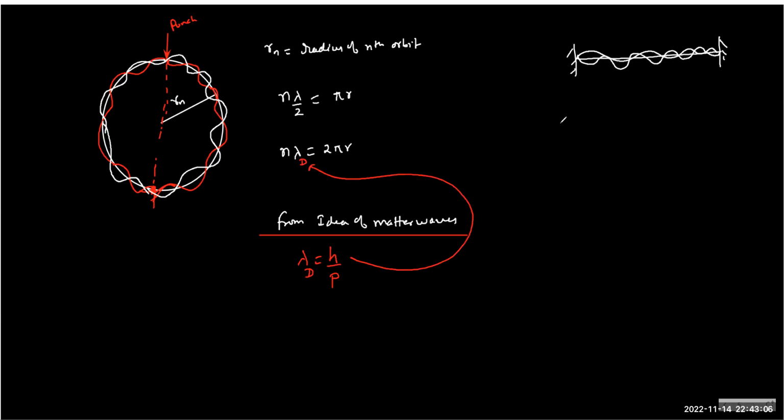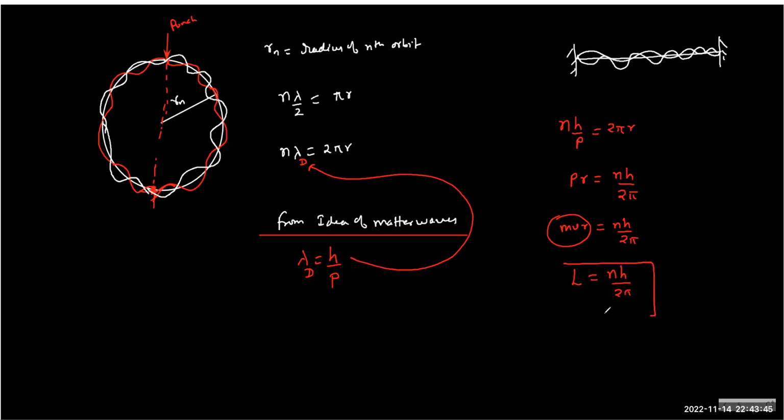If you substitute, what do you get? n h by p equals 2 pi r, and therefore p into r equals n h by 2 pi. And p you can also write as mass into velocity, so you can write m v r equals n h by 2 pi, and that's why this is called the angular momentum. And n represents the discrete value, h by 2 pi is some fundamental constant. Because angular momentum is n times something fundamental, this is called the quantization rule.